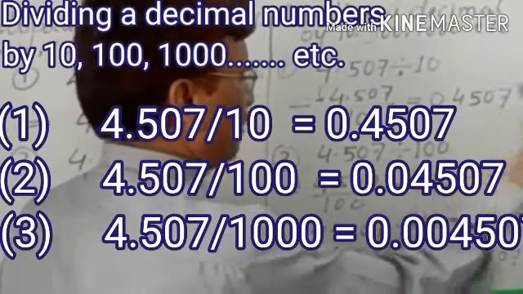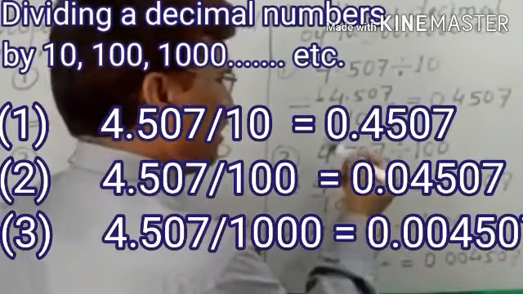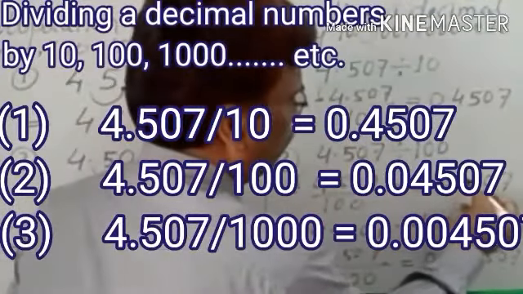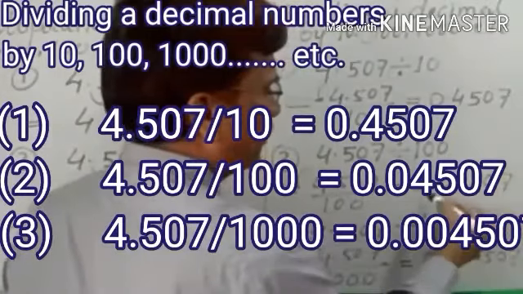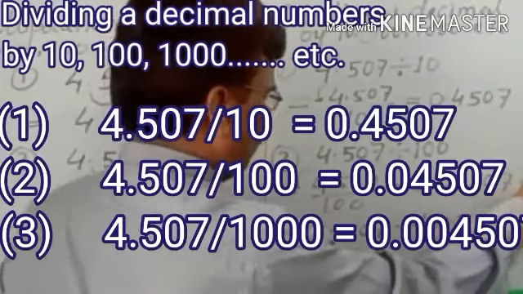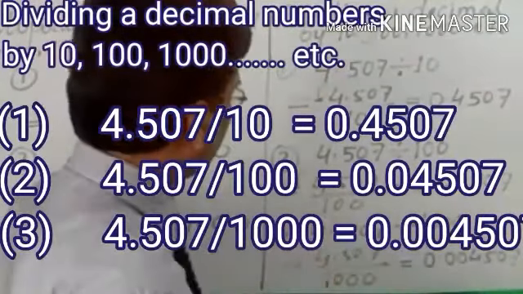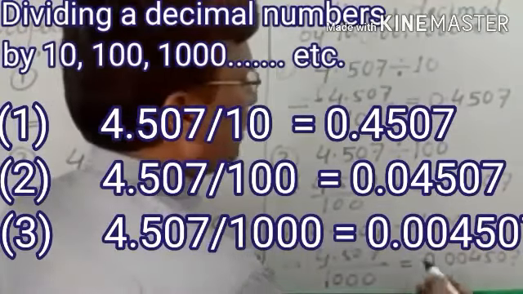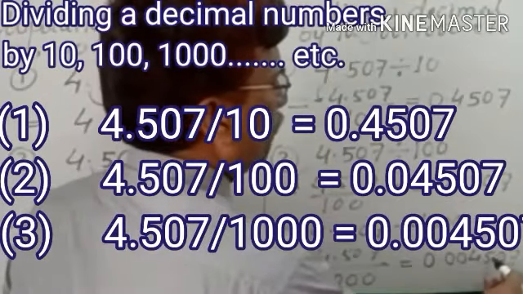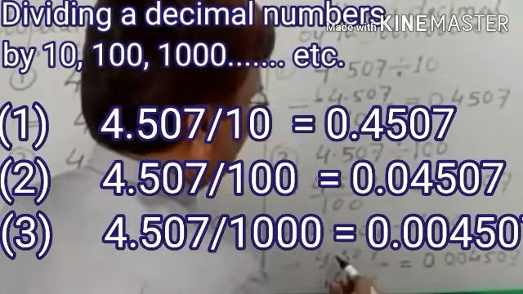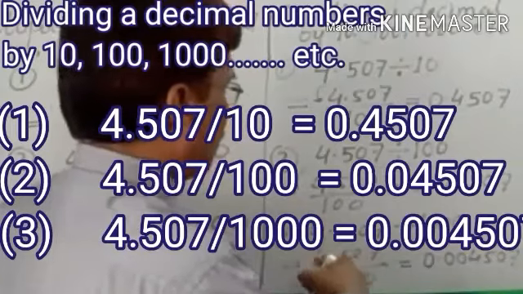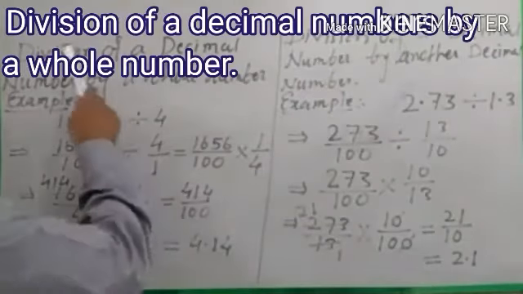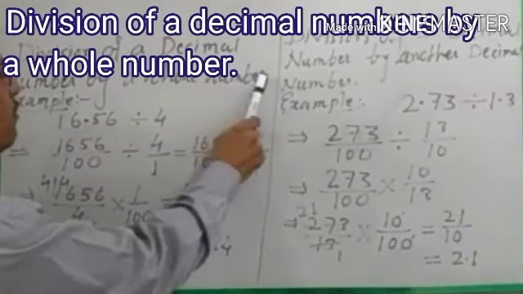Second, 4.507 divided by 100. Decimal will shift to the left by 2 places. We get 0.04507. Now third, if we divide 4.507 by 1000, we get 0.004507 because decimal will shift to the left by 3 places.